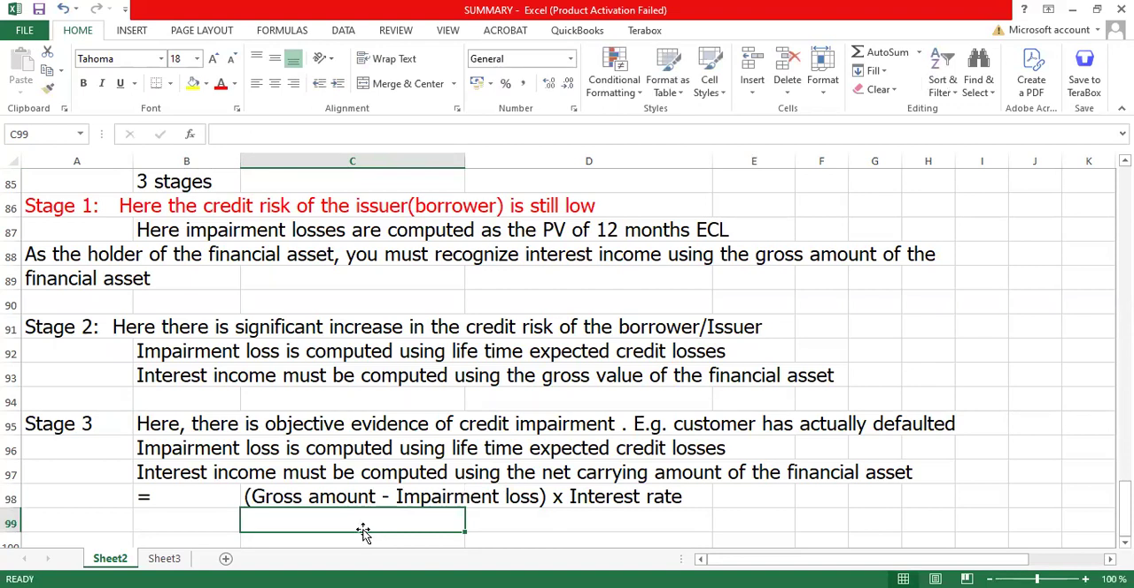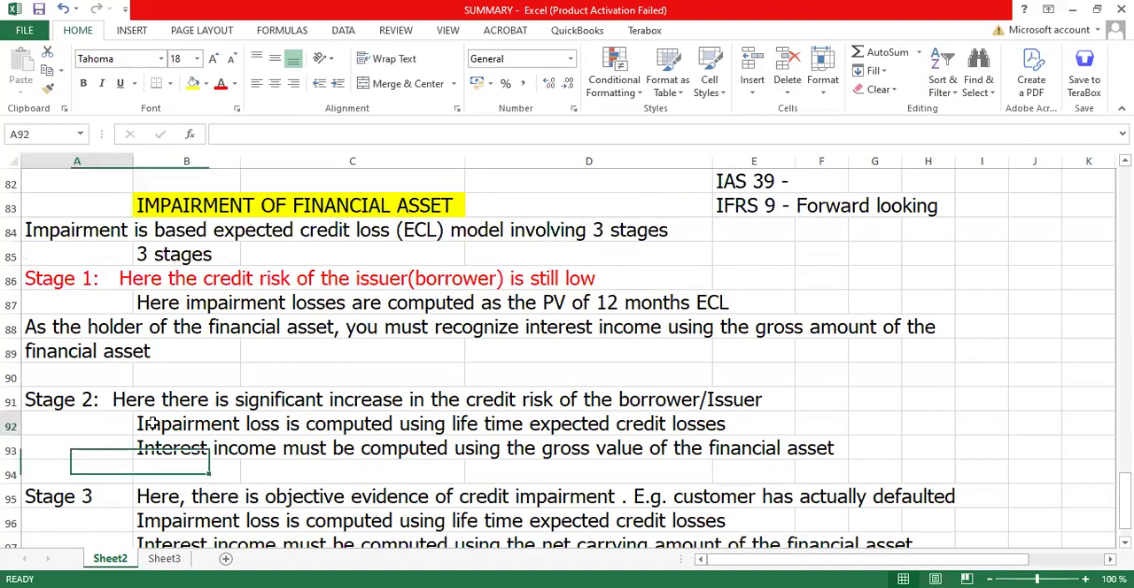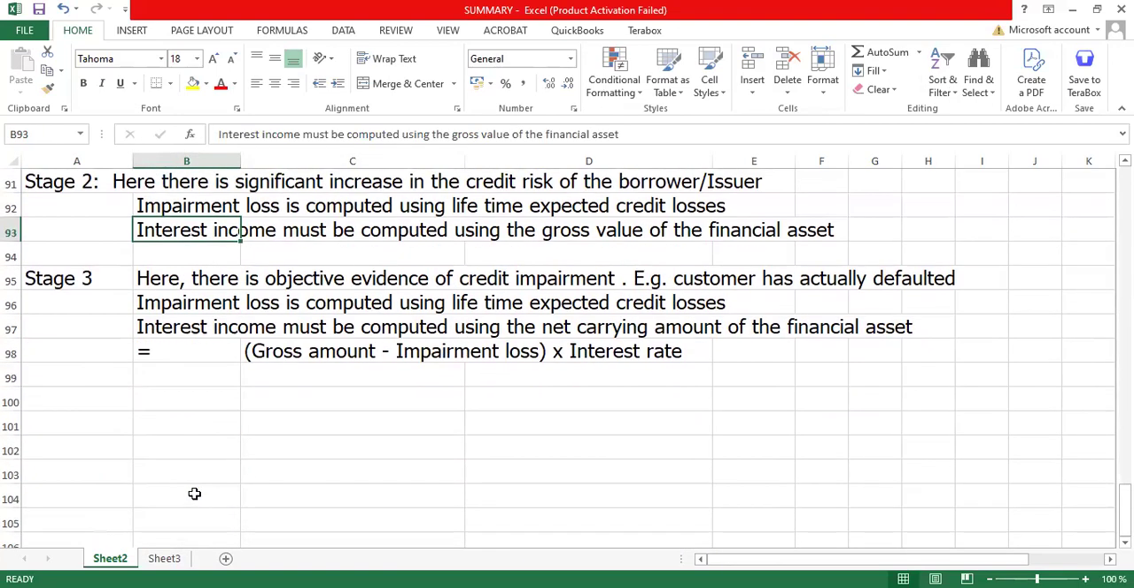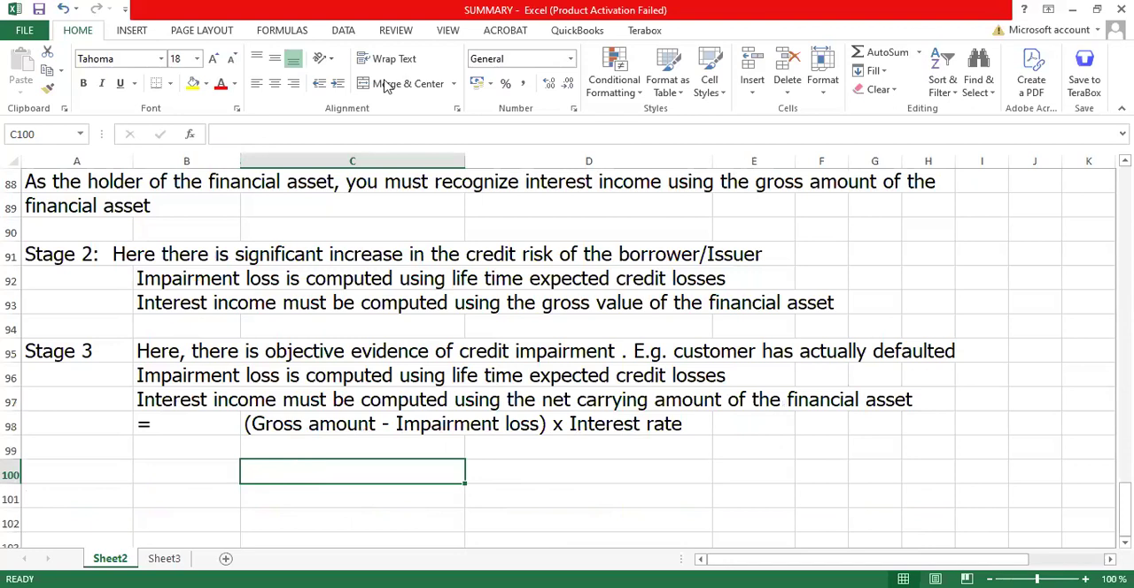So regardless of the stage, you always recognize the impairment losses in your profit or loss account as expenses. If you have impairment loss on stage 2, you recognize it in your P&L. So that is theory, but you try to read more. This standard is also one of the core standards, especially if you're in a financial institution like banks. This standard is very core.